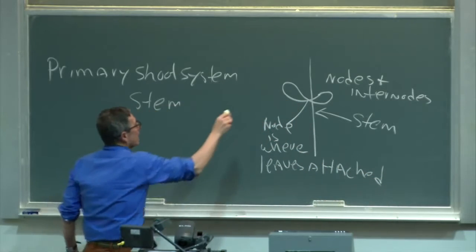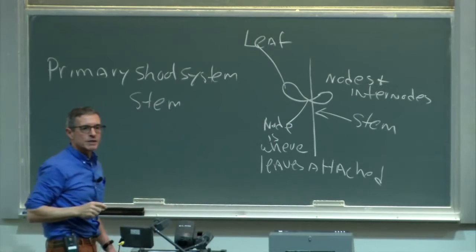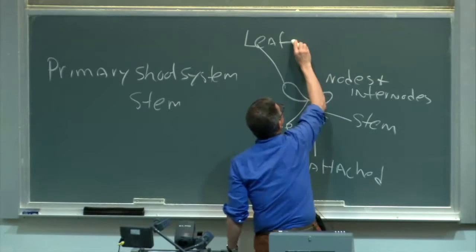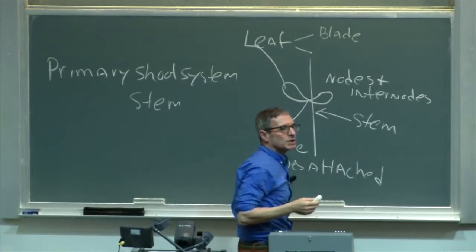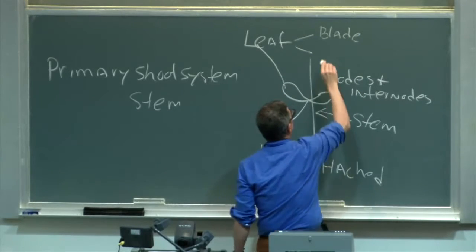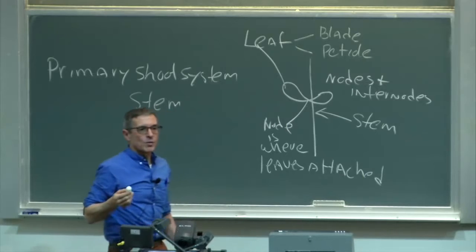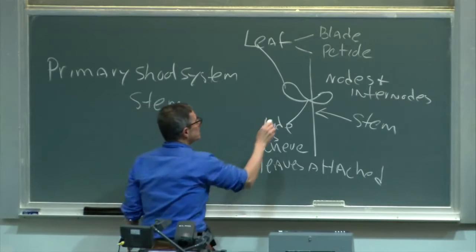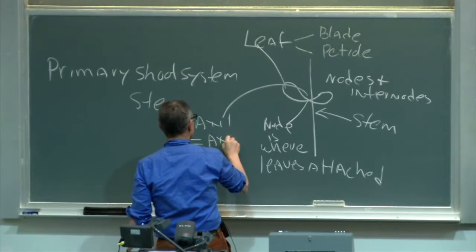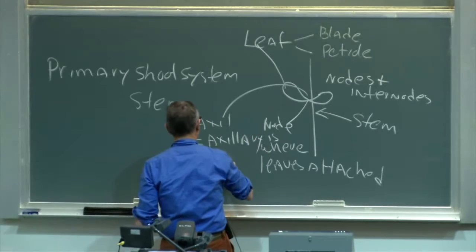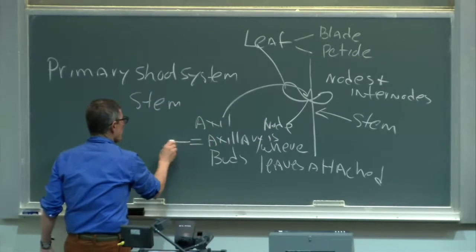We also said, and it's evident on here, that a leaf is part of the shoot system, and that we can divide the leaf into two parts, the blade and the portion which connects the blade to the stem itself, called the petiole. And there was one other thing that we mentioned last time. We said that in the axil, we would have axillary buds, and that these could grow into branches.